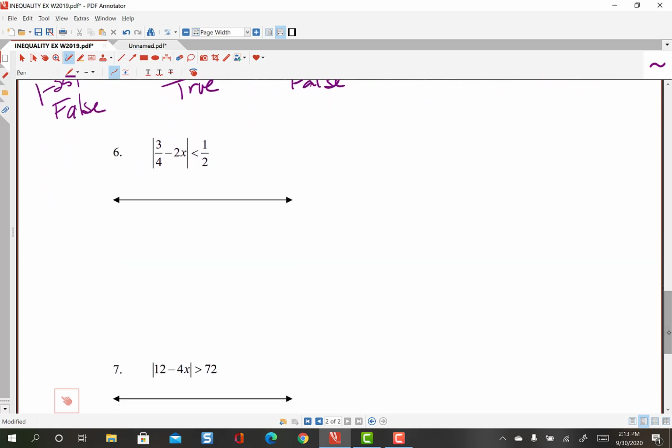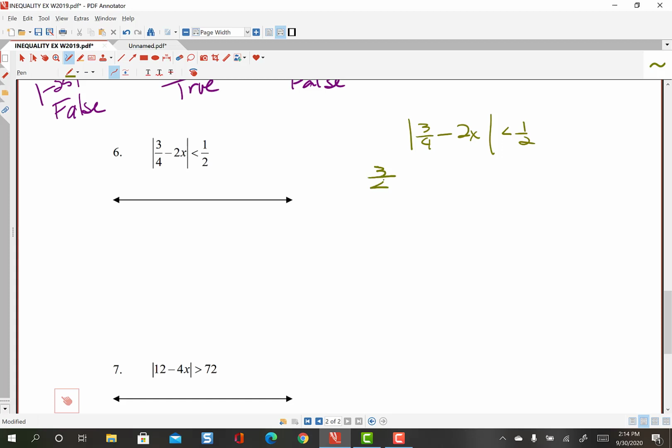All right, so let's see here. Do we want to do the one with the fractions? Because I know you folks are going to run away from that one. So let's just do it. All right, so again, let's treat this as an equation first. I'm going to say the absolute value of 3/4 minus 2x is less than 1/2.